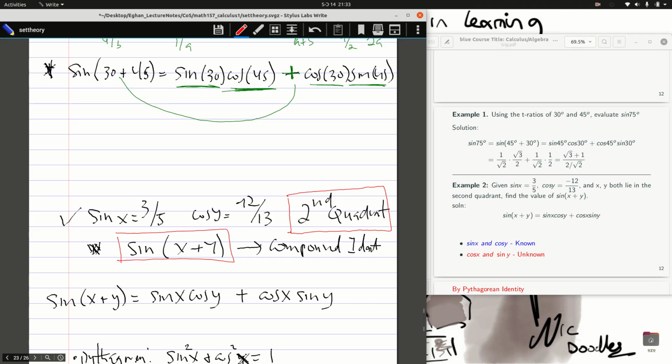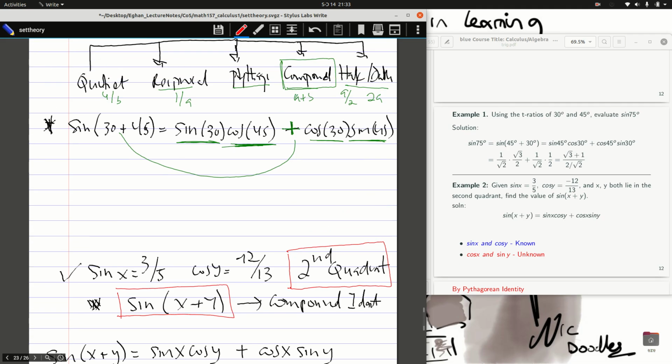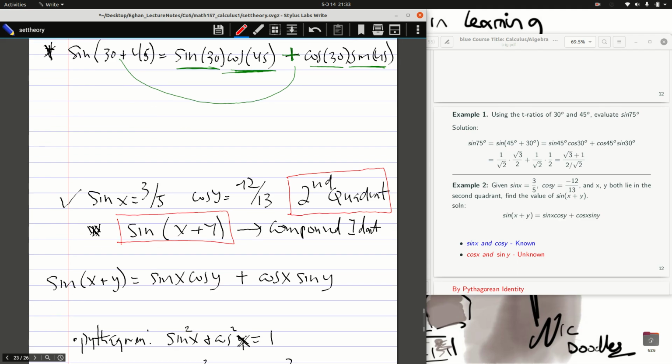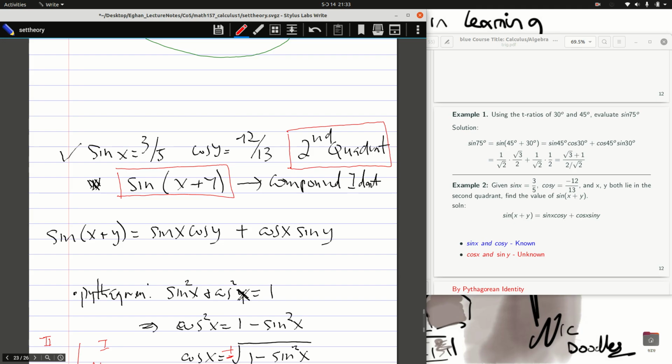So again, I ask myself, which of these identities can I use? Is it the compound? Is it the quotient? Is it the reciprocal? Is it the half or double? You would agree with me that this will be the compound identity as I've written there. It is one angle x plus the other angle y, so it is compound. Again, I have to write the expression for the compound of sine, and then I see what I can do. But wait, what do I have? I have sine x given as this. I have cos y given as this guy. So these are known.